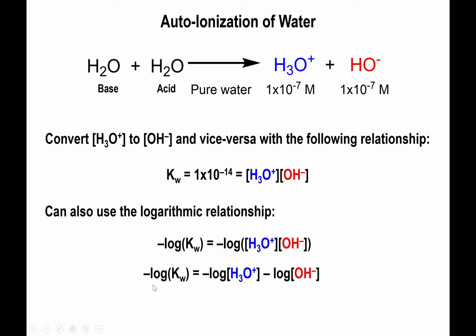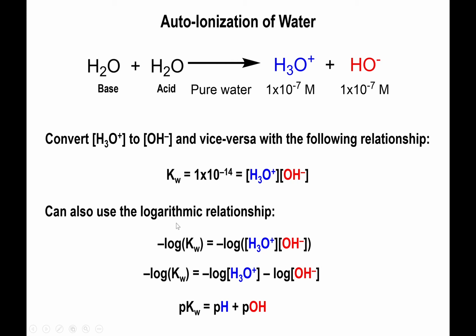And quite simply, all that happens is that the negative log of something ends up being the p of something. So negative log of Kw is the pKw. The negative log of H plus is the pH. The negative log of hydroxide is the pOH. So the negative log is simply function p.